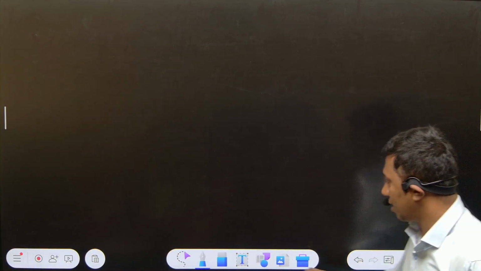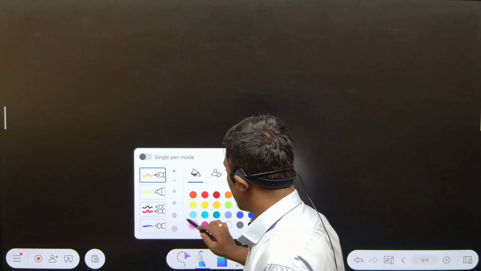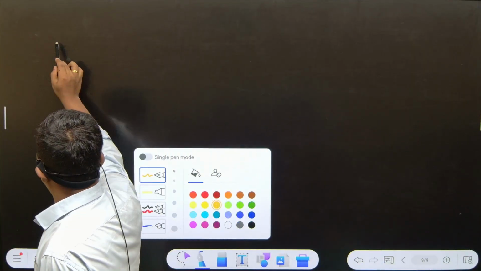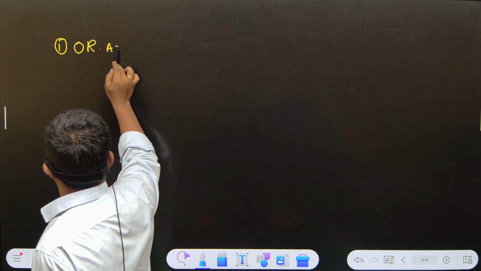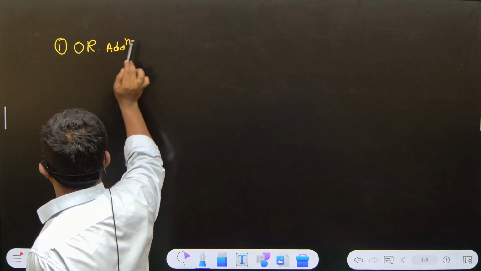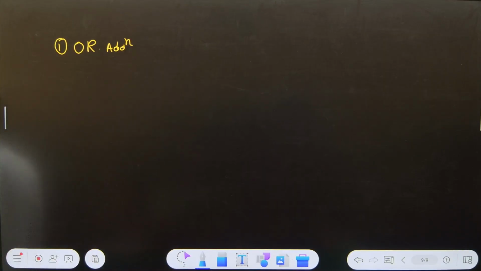So there are some operations in Boolean algebra. First operation is OR, addition. It is like learning a whole new mathematics. Understood now? You might study all these things in your computer science. Are you studying? Okay. So OR, addition.